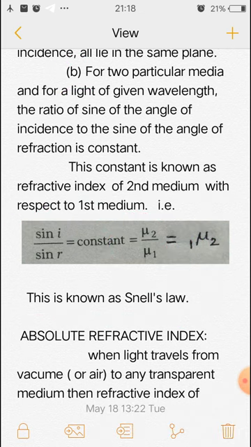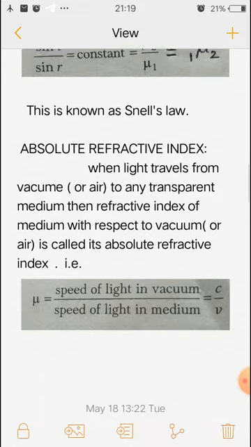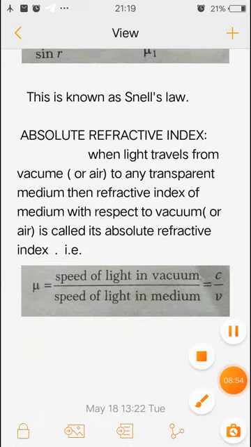The next topic, the absolute refractive index.